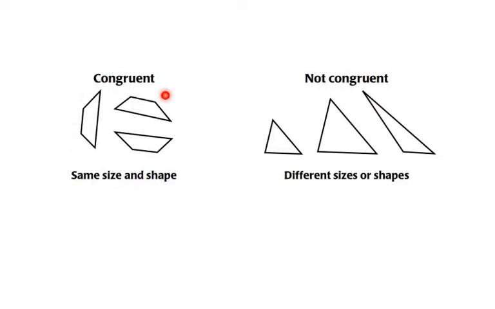That's okay. They are still congruent, where these on the right that aren't congruent, these two are the same shape but different sizes. This one is a different shape than the other two, so none of them are congruent.